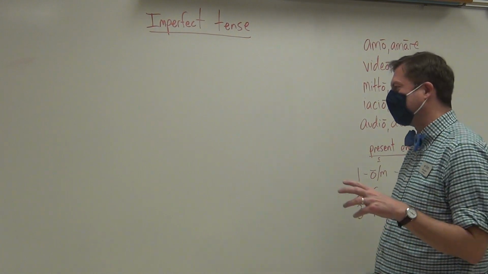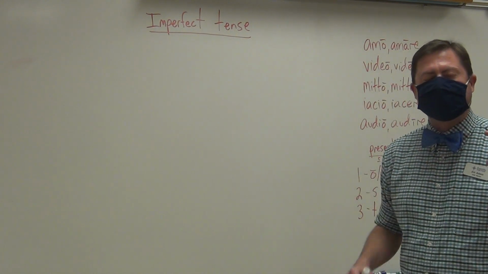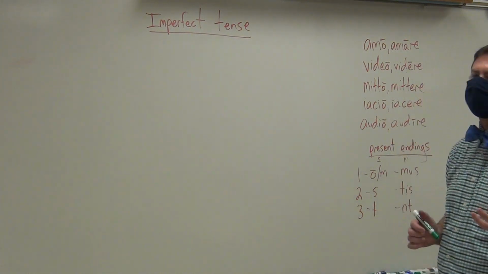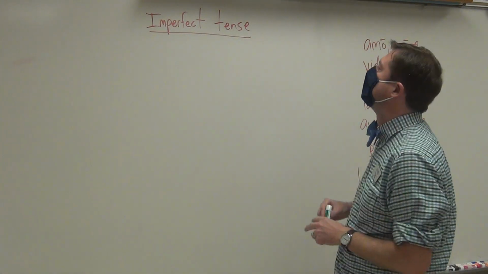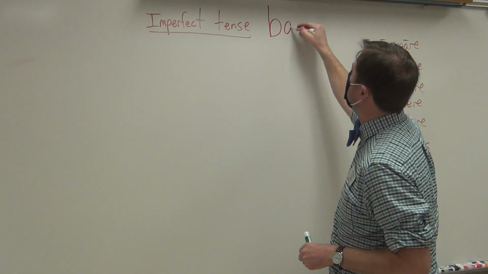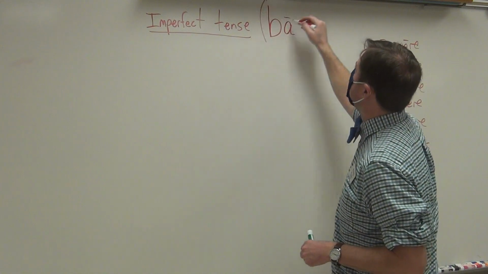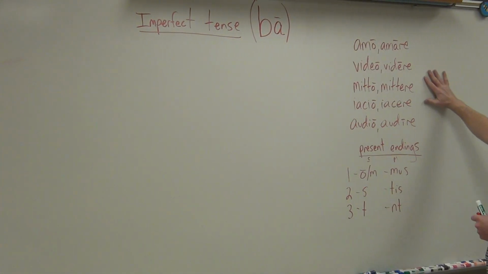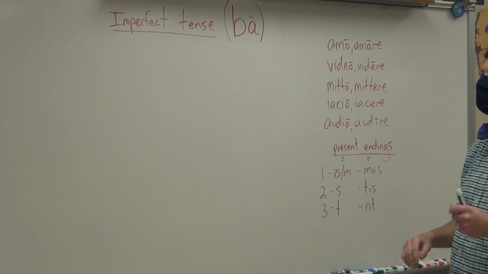So in this video, we are going to talk specifically about what the forms of imperfect tense look like. Now we know from the last video that you will recognize the imperfect tense by the letters BA. But we need to talk about particularly the whole form of the verb. These are the verb examples that we've used in our flip book.